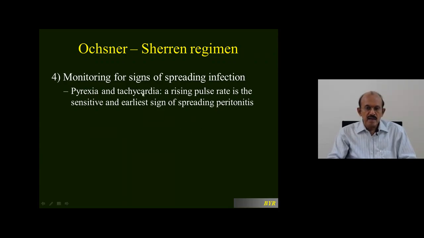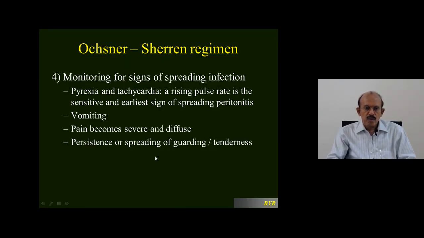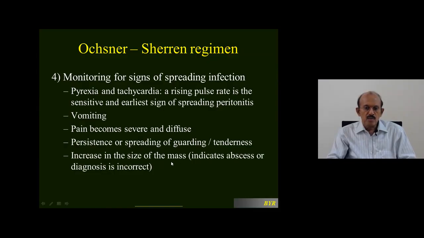So pyrexia and tachycardia, a rising pulse rate, not an elevated pulse rate, a rising one. Rising means today it is 85, by today evening it is 95, tomorrow morning it is 100, like that. If you see a continuous rise in the pulse rate, that is called a rising pulse rate. It is a sensitive and earliest sign of spreading peritonitis. There will be vomiting, pain becomes severe and diffuse, persistence or spreading of guarding and tenderness, and increase in size of the mass.